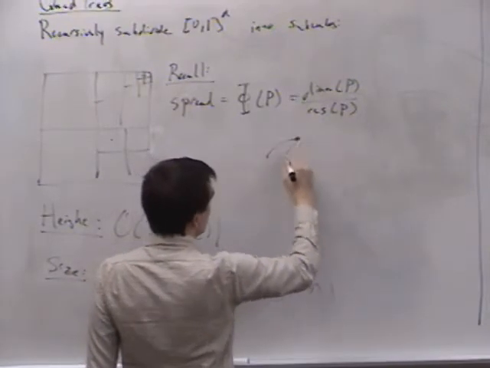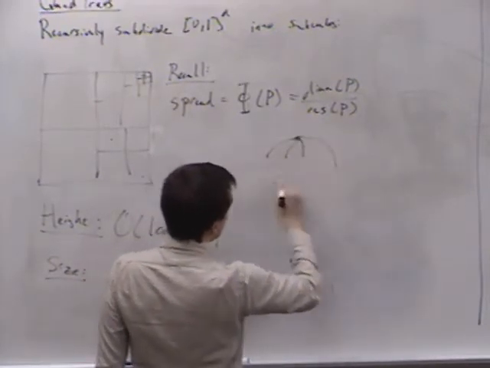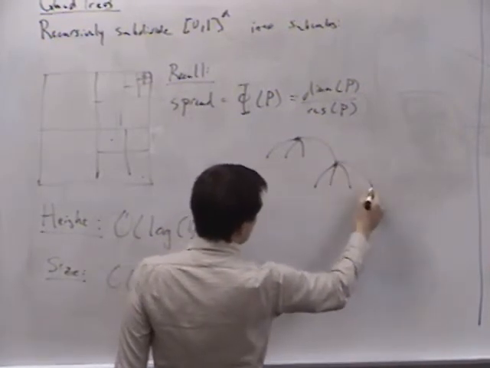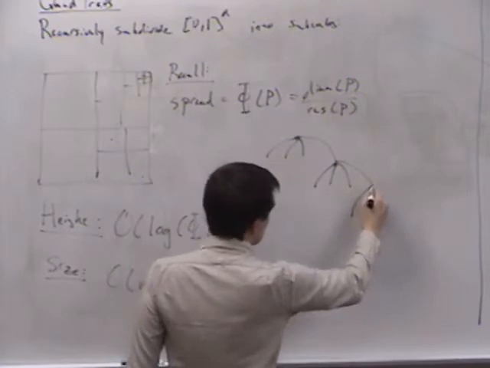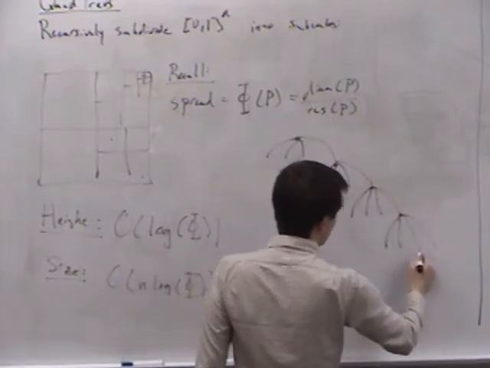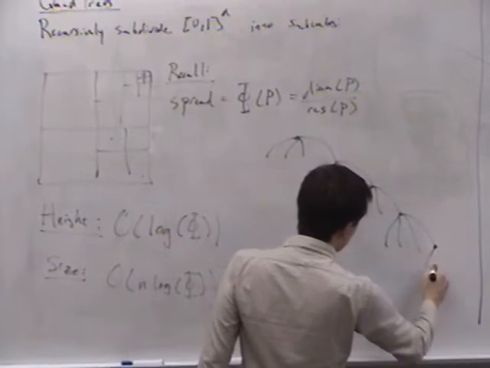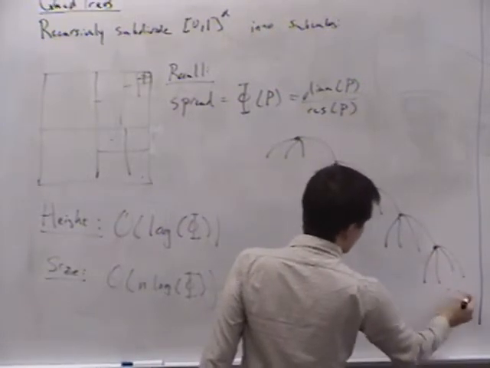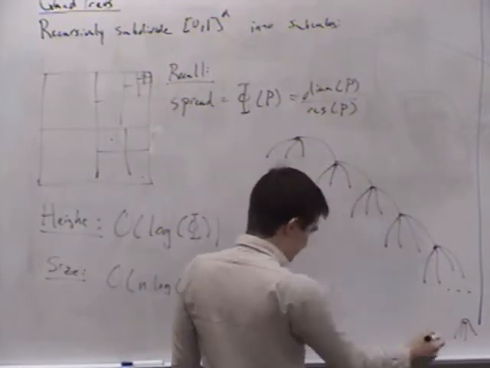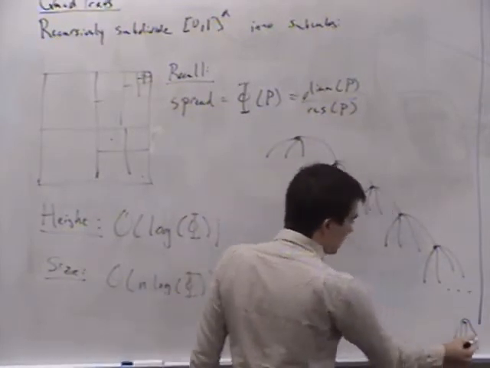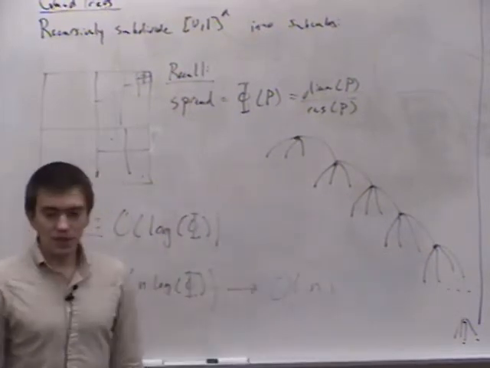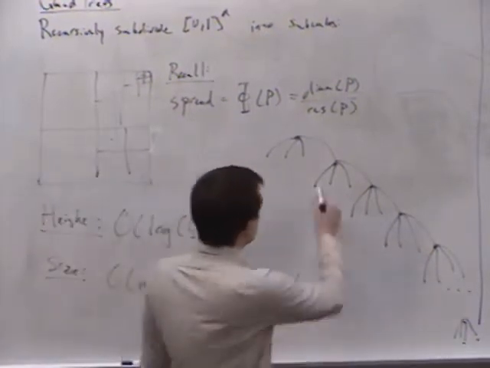So I'll have a root which comes out here, and then maybe another set of four leaves coming out here, etc., maybe many, many levels. And then finally at the bottom, I have my two points right there. So there are all of these useless levels in this tree doing pretty much nothing.